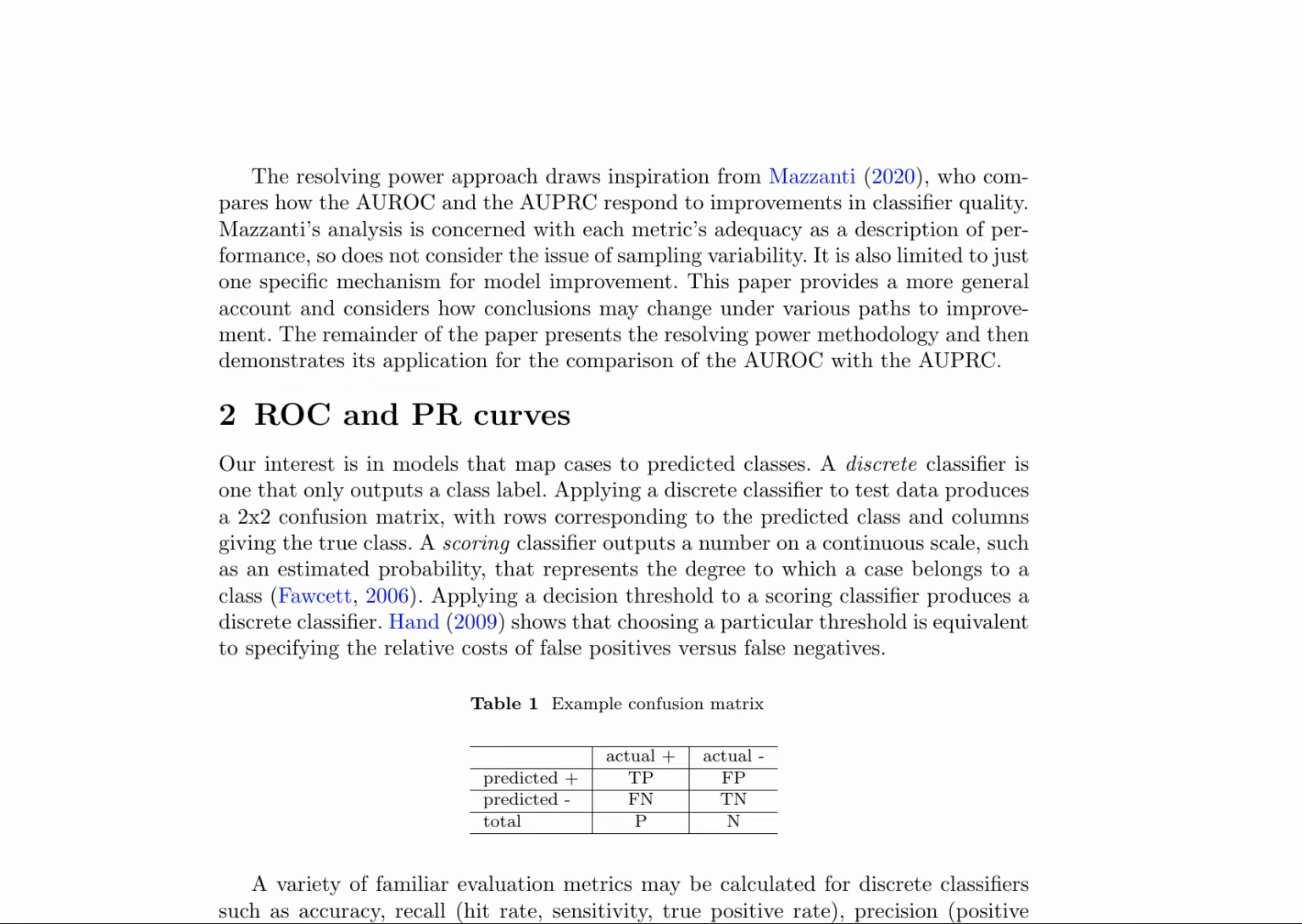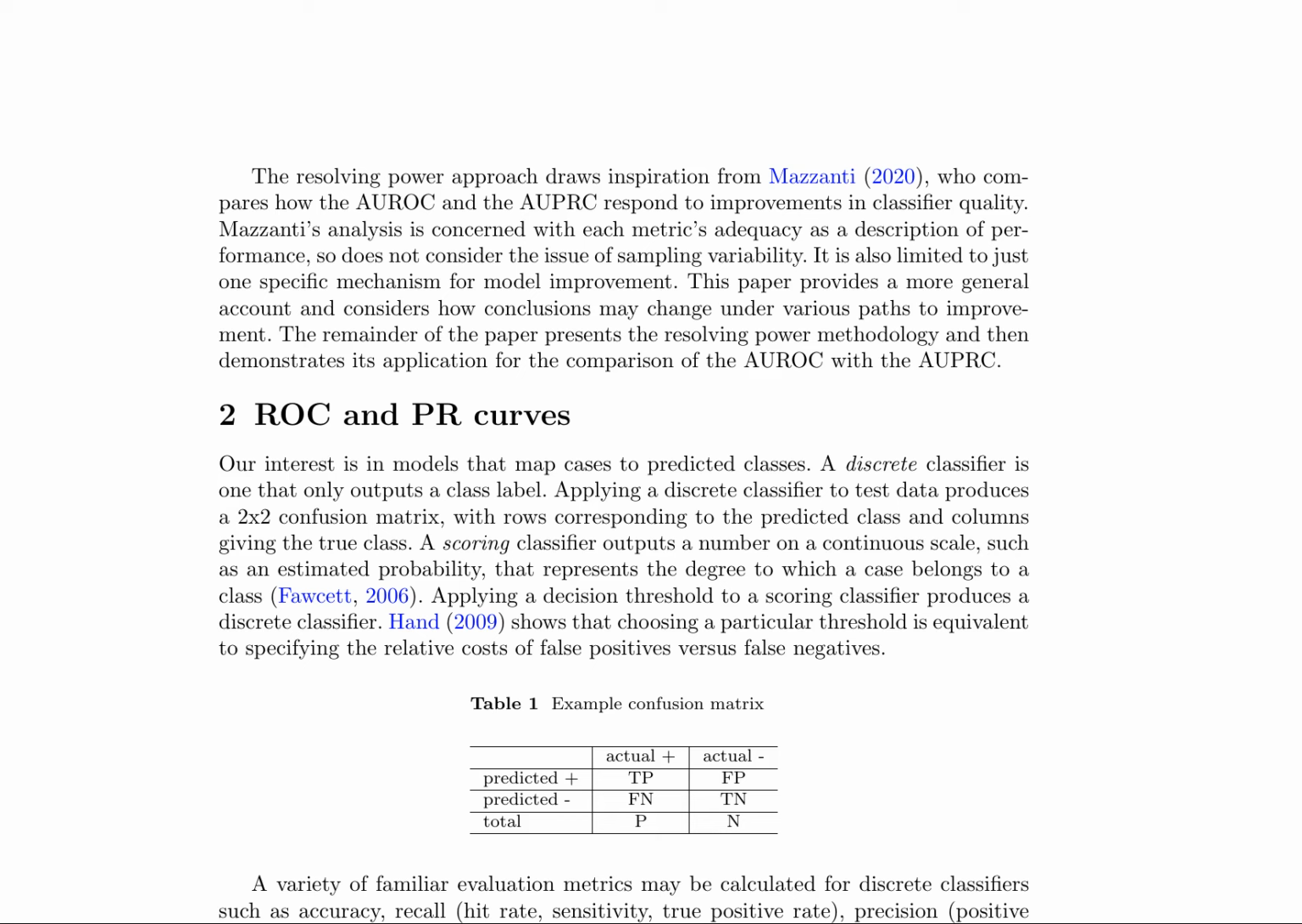The resolving power is defined as a metric's sampling uncertainty mapped to a common scale, akin to the resolving power of a microscope. The resolving power approach, as inspired by Matsanti, 2020, aims to compare the AUROC and AUPRC metrics in terms of their ability to measure classifier quality. This section of the research paper focuses on discrete and scoring classifiers, emphasizing the importance of threshold-free metrics such as AUROC, AUPRC, and AUPRG for achieving good discrimination in sorting cases into positive and negative classes.